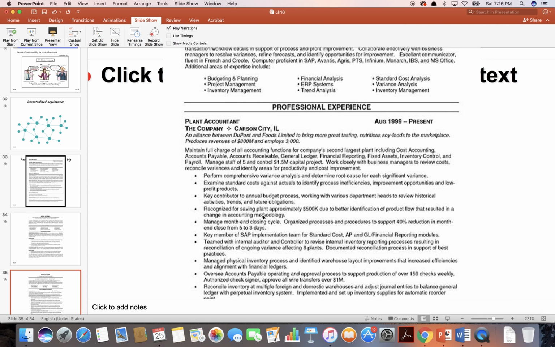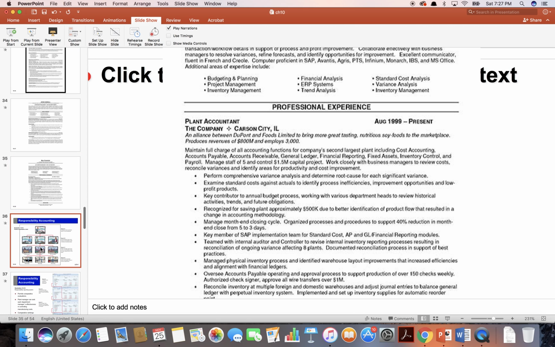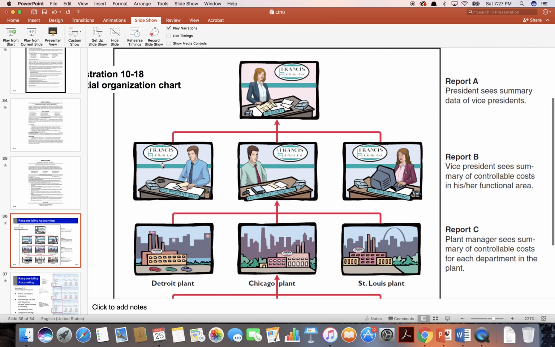So here is another resume where they are saying examine standard costs against actuals to identify process inefficiencies, improvement opportunities, and low profit products, right? Again, this looks like a plant accountant, right? More responsibility means the person is making decisions, but here in this chapter we are trying to put that responsibility in an accounting report. Okay, that's why we are doing this chapter.